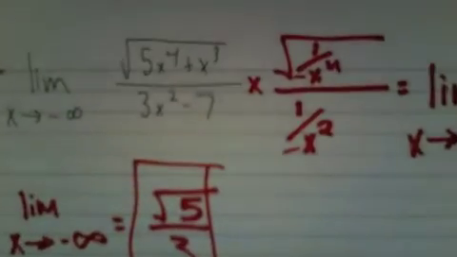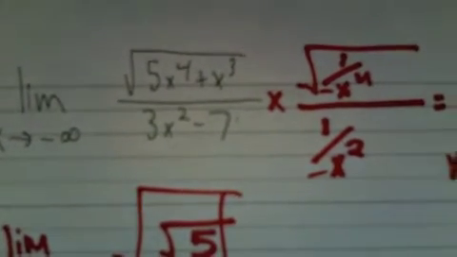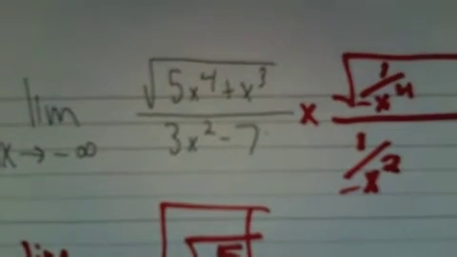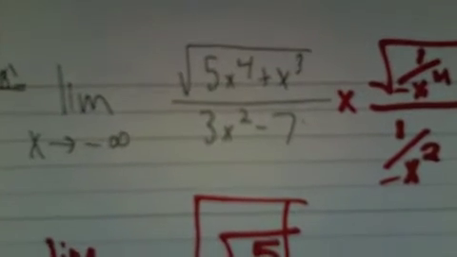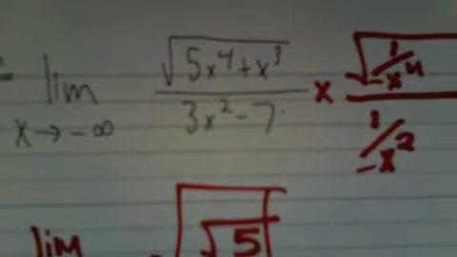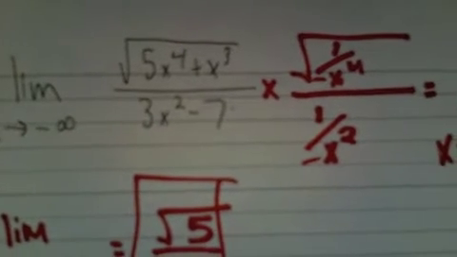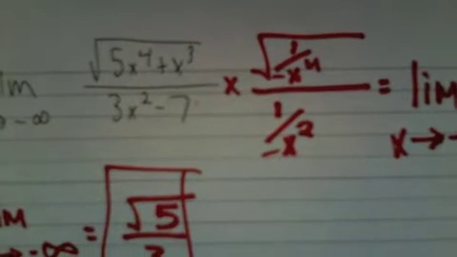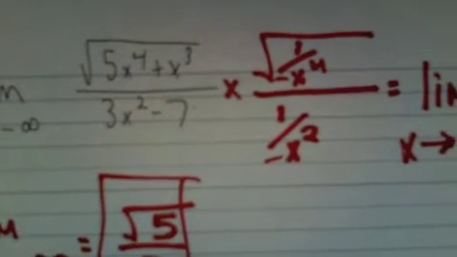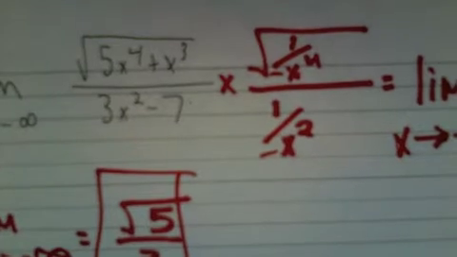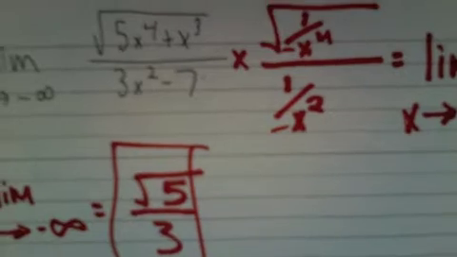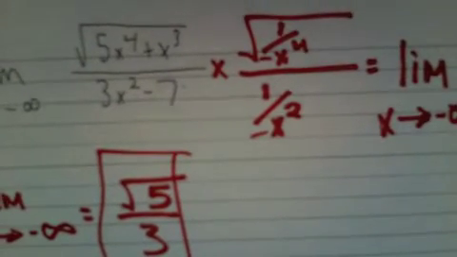Okay, so once again, we're going to have some more complex examples. Once again, x is approaching negative infinity, and we have the square root of (5x to the fourth plus x cubed) over (3x squared minus 7). So once again, you can just manipulate it so that you have the square root of 1 over x to the fourth over 1 over negative x squared. Once again, if you just take the square root of 1 over x to the fourth, it's going to equal 1 over x squared. But the interesting thing also is if you take the negative x squared, it's just going to be a positive x squared, so you don't have to worry about that either.